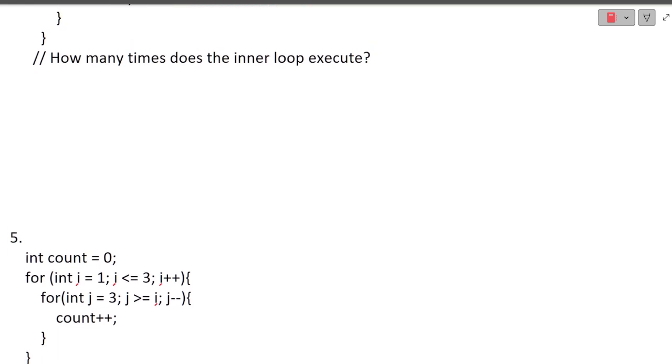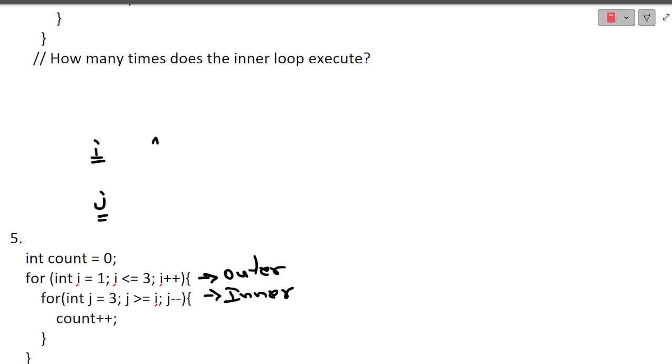Now the number 5 question. It's a very beautiful question as you can see. Again, I will be following the same thing. This is my outer loop, this is my inner. I will be mentioning it in a similar way. So i is my outer, j is my inner. Yes or no?